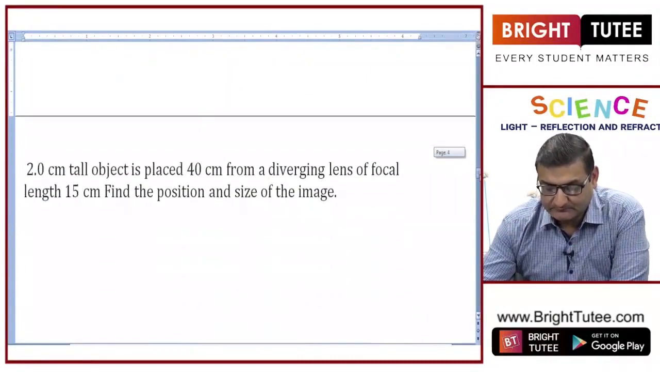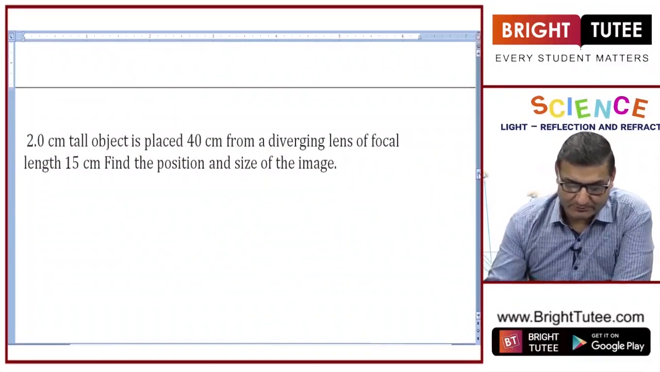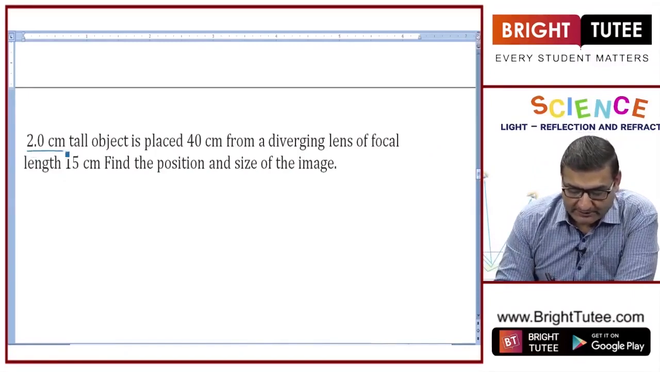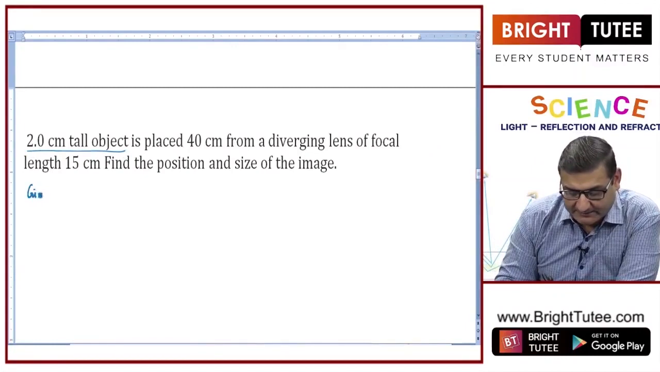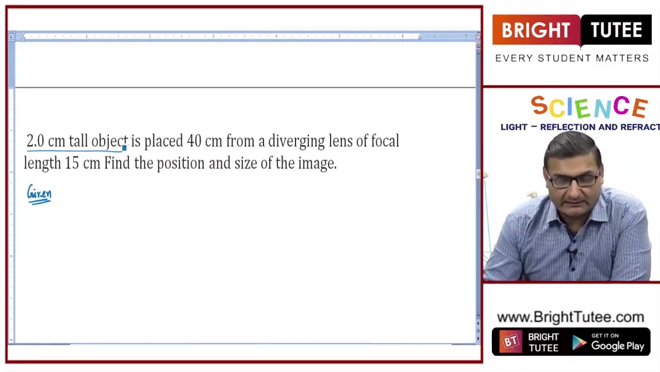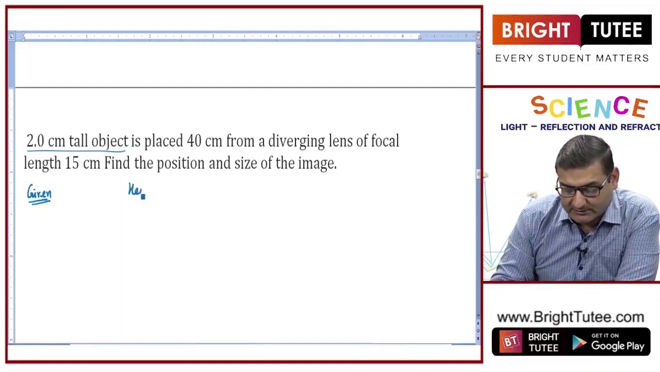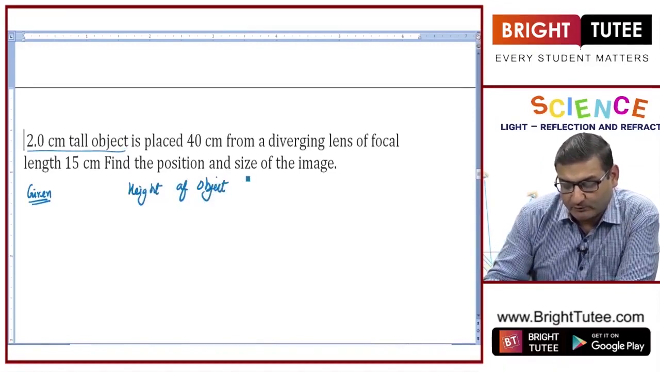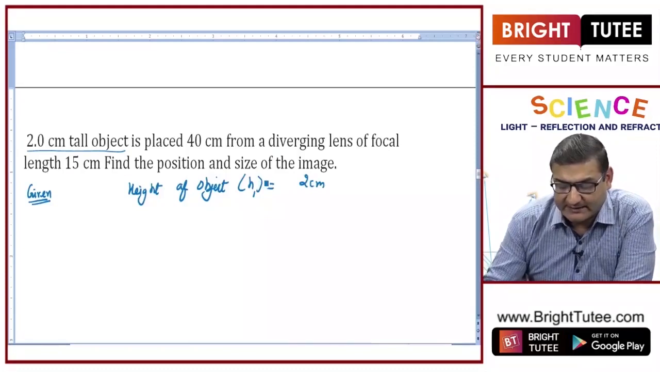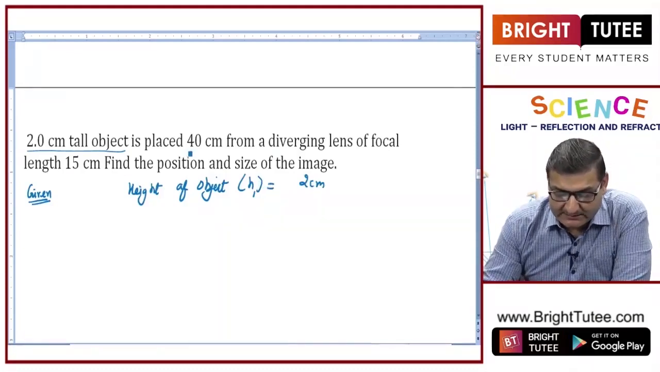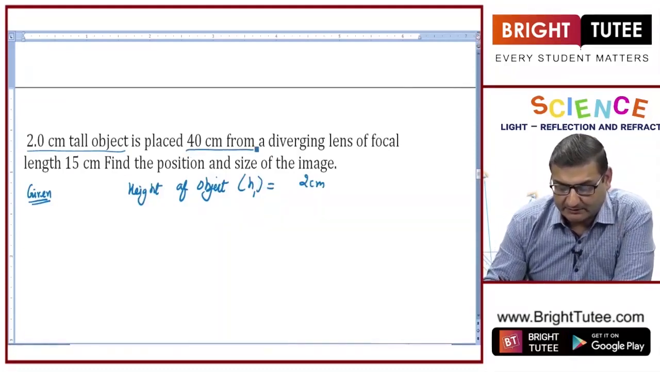Right? Next question. A 2 centimeter tall object. What exactly is being given to us in the question? The tallness, the height, the size of the object. So this is height of object, which is given to be 2 centimeters, taken as h1, is placed 40 centimeters.